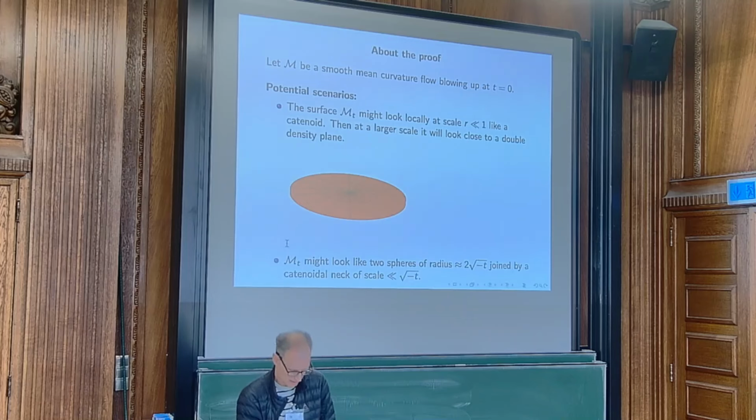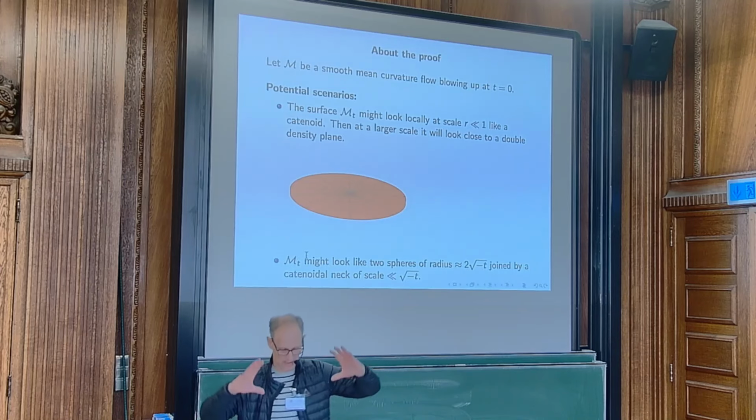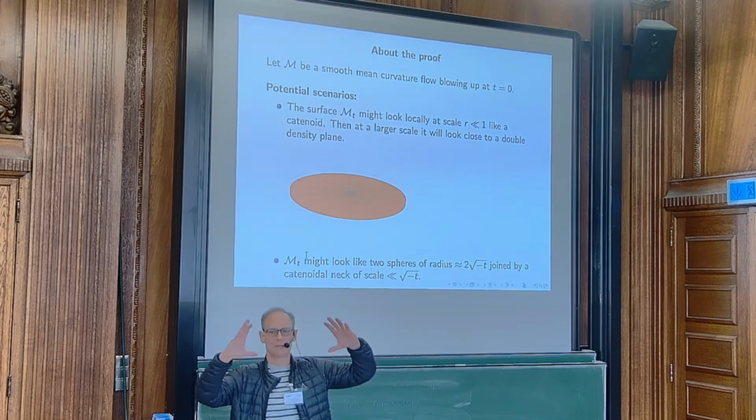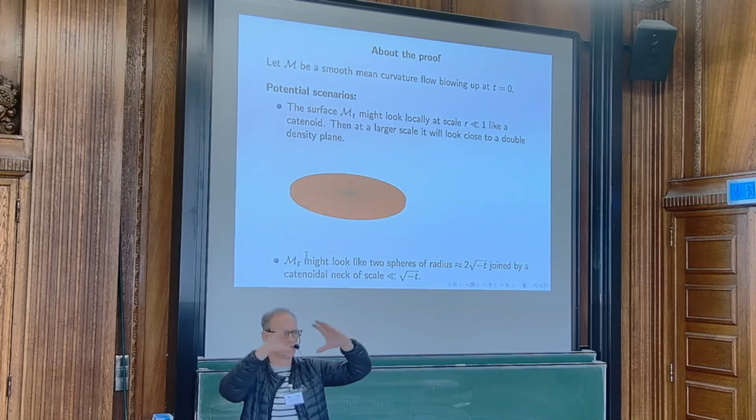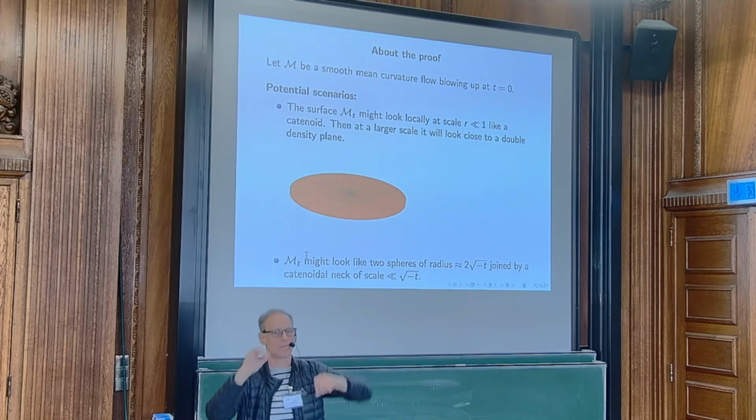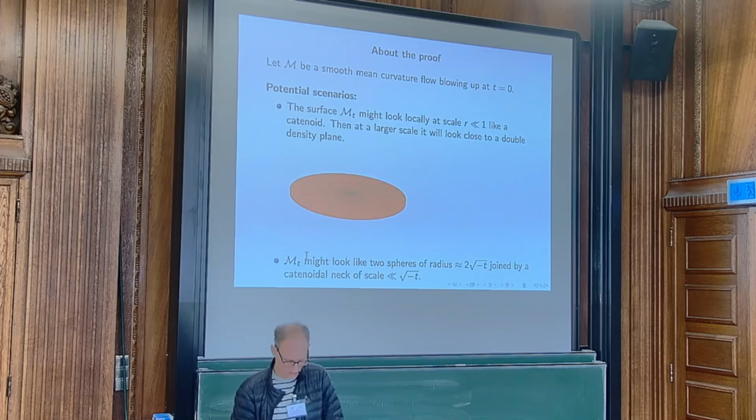And a variation on that would be the following: at time t, you might see two spheres that look like they're shrinking self-similarly. They have nearly the same radius, but then they're joined by a very, very small catenoidal neck. So you actually have a connected surface, and you could potentially have similar behavior.